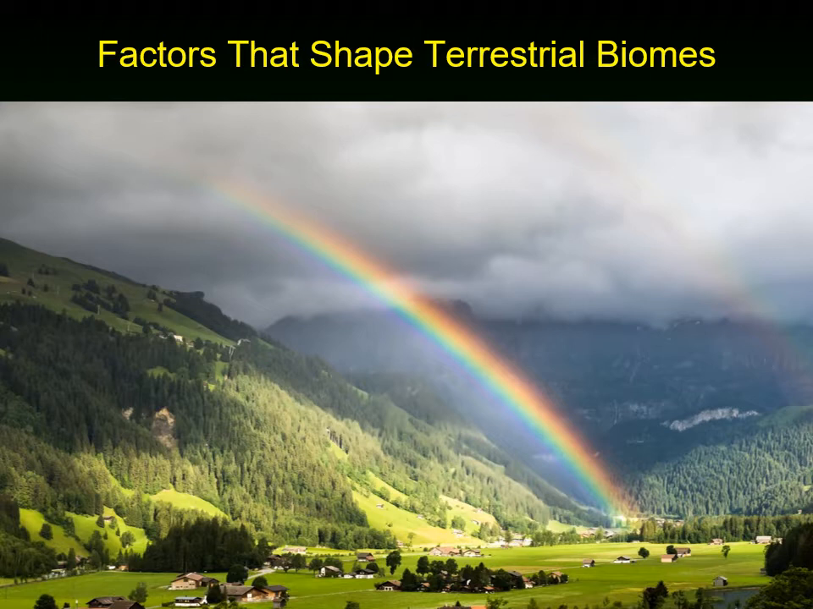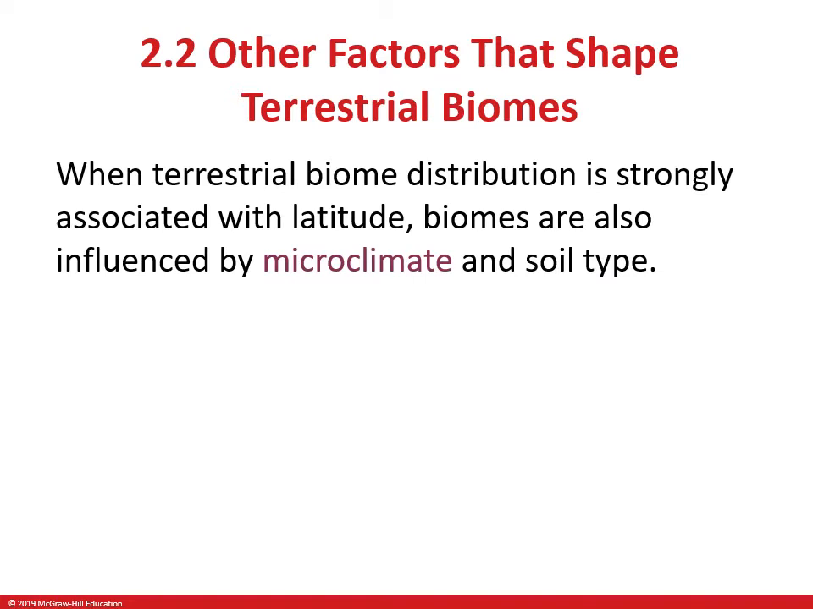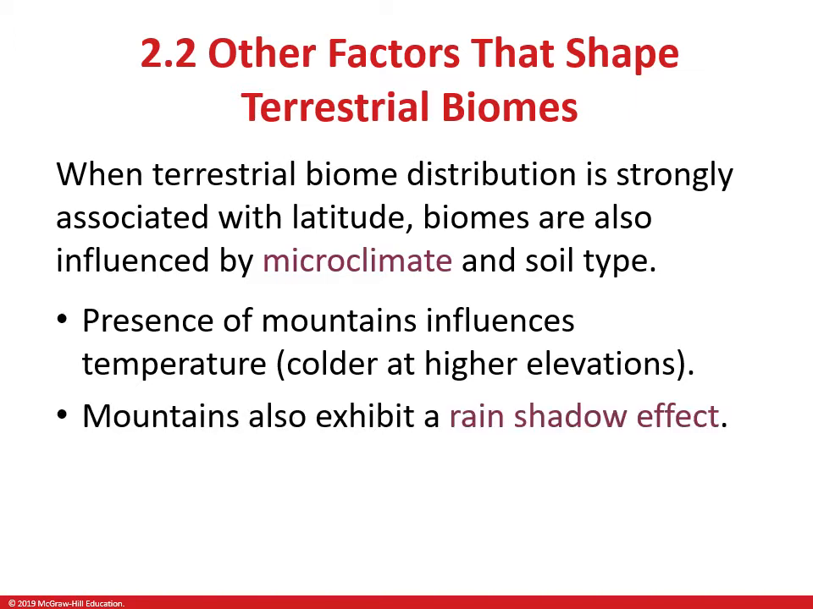So this is section 2.2 in your textbook, other factors that shape terrestrial biomes. This concept of microclimate is something we're going to be talking about a lot when we're talking about temperature and water relations. Microclimate, the climate right around where the organism is living, is important and is going to influence what can actually live there. Obviously, if you are in a shady spot or a sunny spot, that's going to be a very different microclimate. The presence of mountains influences temperature. As you go up in elevation, it gets much cooler, the air is thinner.